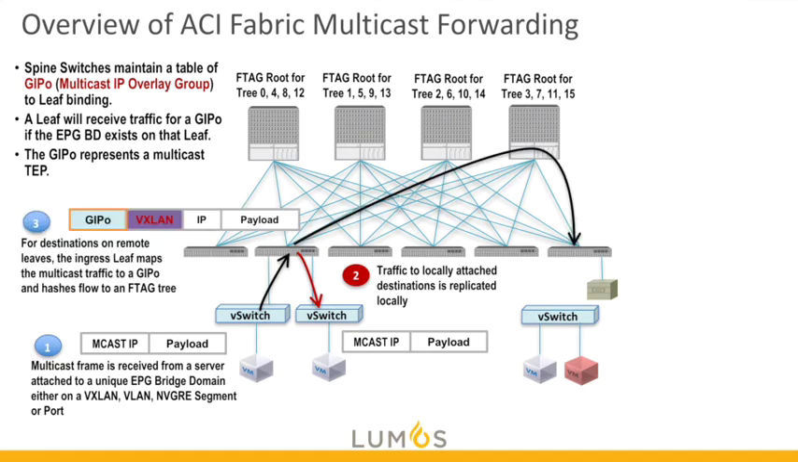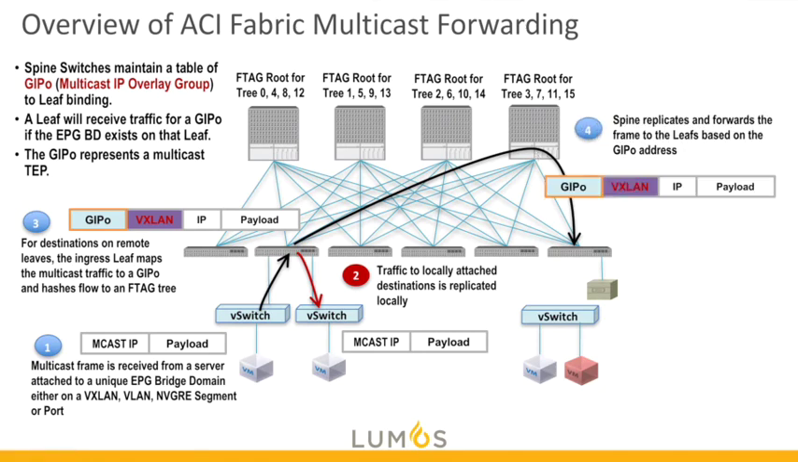If we have to go to a remote leaf, we encapsulate the packet into a VXLAN packet with the GIPO as the destination address. The packet will go to the associated spine. We send a single packet up to the spine, and the spine will then replicate and send to whatever leaves need it. Then the leaf will take that packet, pull off the VXLAN header, and deliver it locally to the local switch ports.